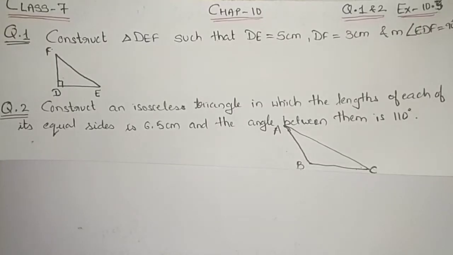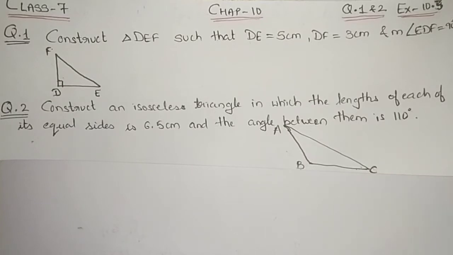Good morning, students. Today we are going to construct the triangles in question number 1 and 2 of exercise 10.3. Question number 1 says construct triangle DEF such that DE is equal to 5 centimeter, DF is equal to 3 centimeter and measure of angle EDF is equal to 90 degree.